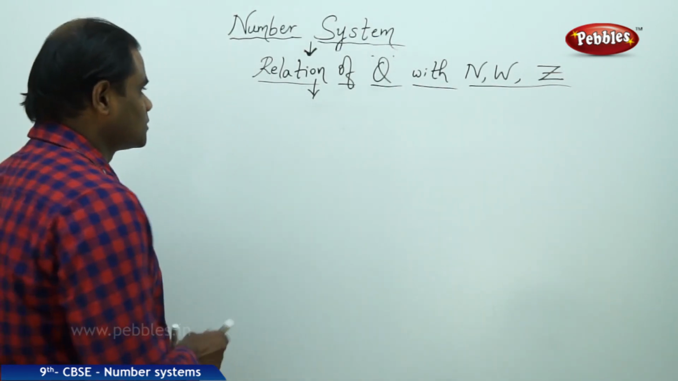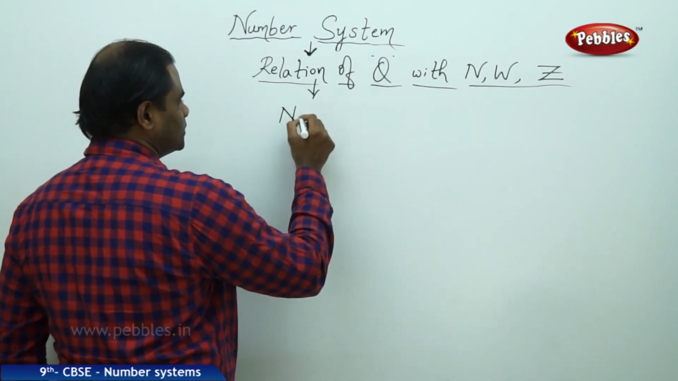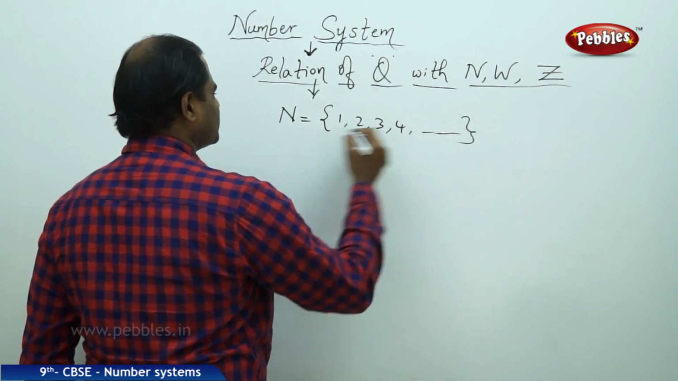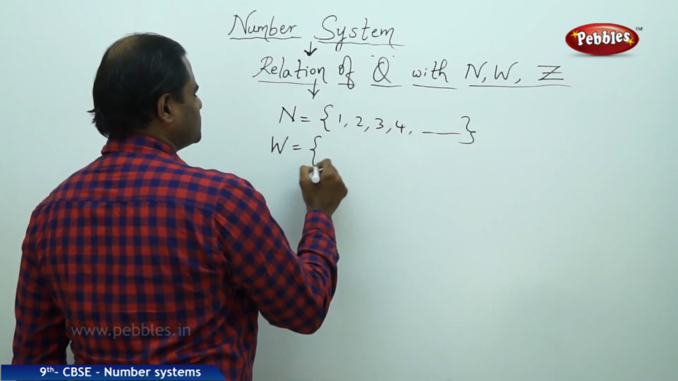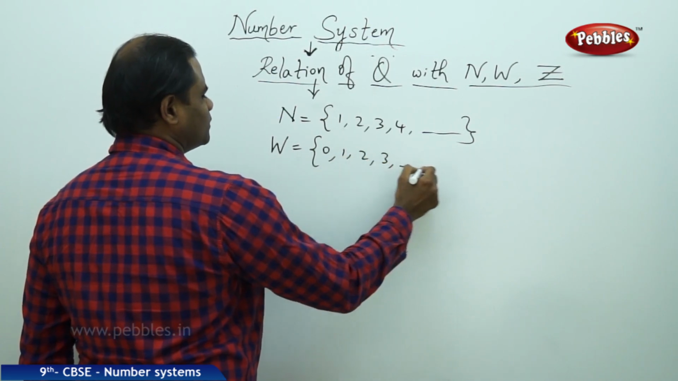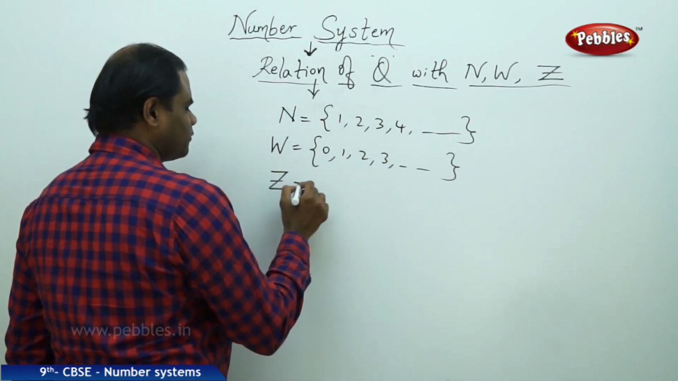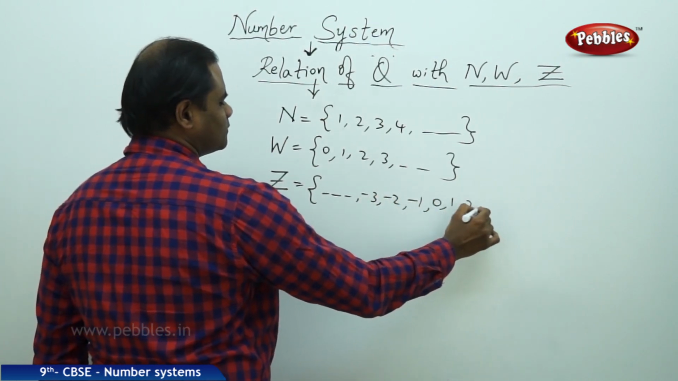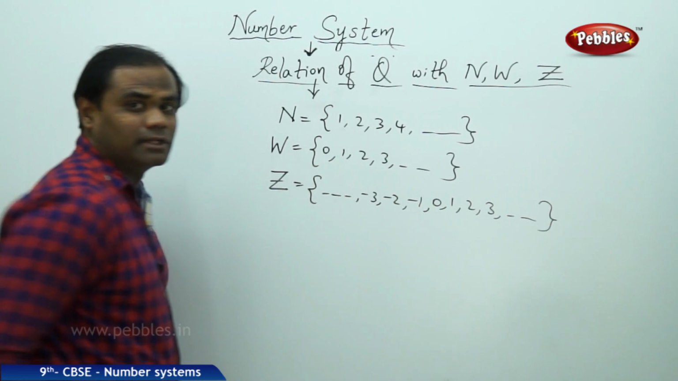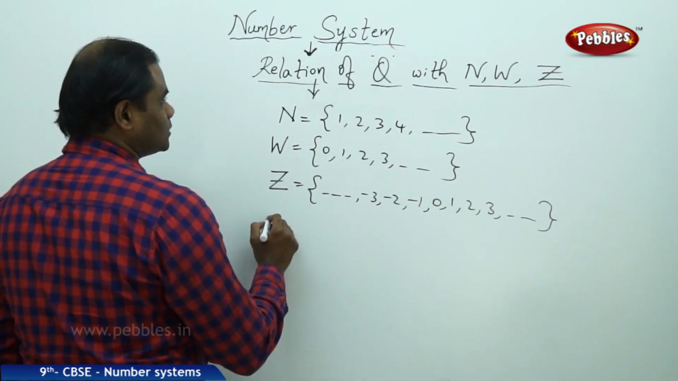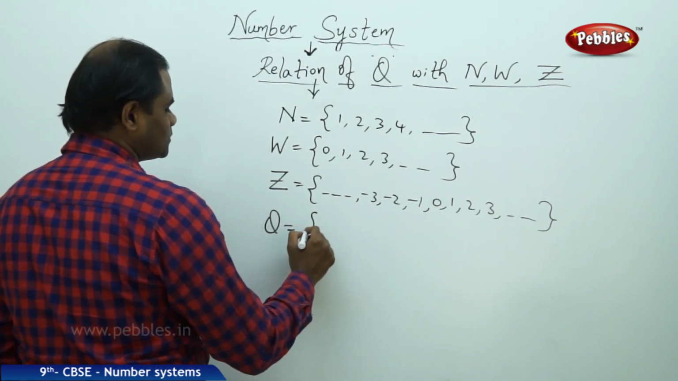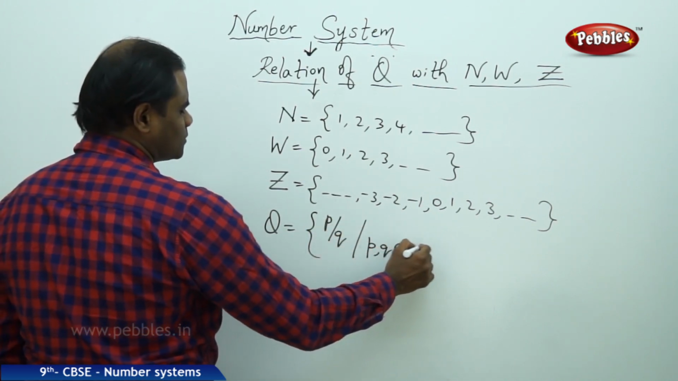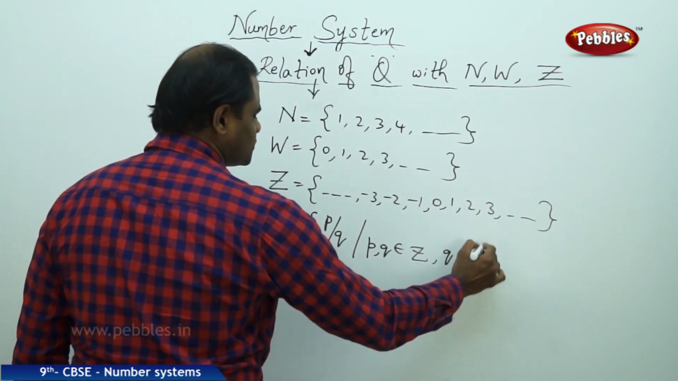The relation says we have our natural numbers 1, 2, 3, 4, etc., and whole numbers, which is 0, 1, 2, 3, etc., and my set of integers, which includes the negatives as well, and my rational numbers, which are all in the form p by q, such that p, q belong to Z and q not equal to 0.